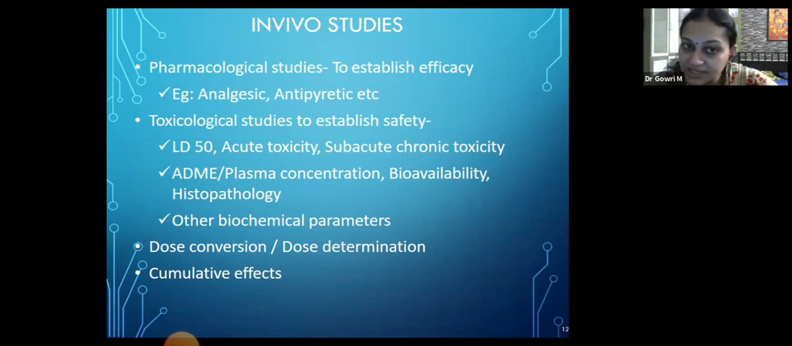Okay, pharmacological studies, examples are analgesic, antipyretic. Toxicological studies, you have to know the LD50, acute toxicity, subacute toxicity, bioavailability of the drug, plasma concentration, histopathology. For all these things, we will do the toxicological studies. Then it is dose conversion and cumulative effects. So these are the aims of doing an in vivo study.